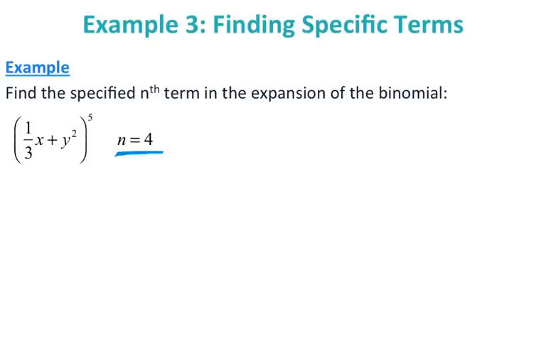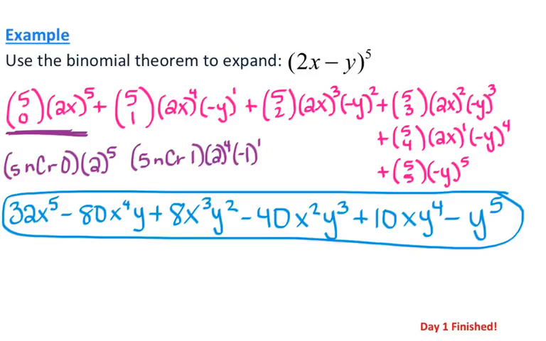Now what I can do is I can expand the entire thing and find the 4th term that way, or if I could recognize some of the patterns with the binomial theorem, I can just find that specific term. So let me go back to the previous problem. Now let's say for this one I'm looking at this 4th term. So here's my first term, first, second, third, 4th term.